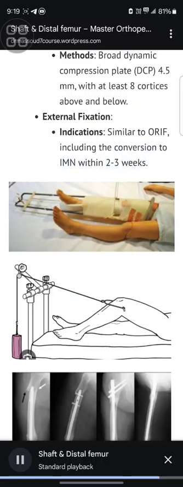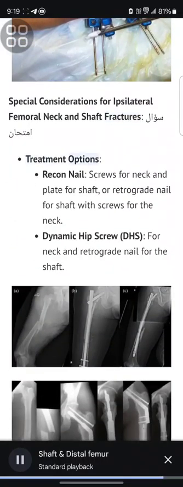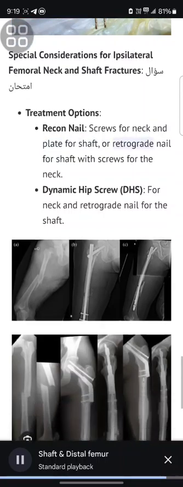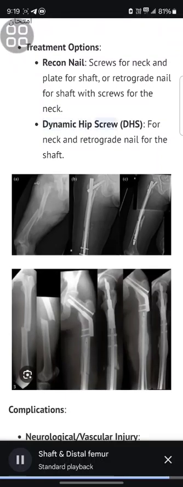Special considerations for ipsilateral femoral neck and shaft fractures. Treatment options: recon nail; screws for neck and plate for shaft; or retrograde nail for shaft with screws for the neck; or dynamic hip screw, DHS, for neck and retrograde nail for the shaft.